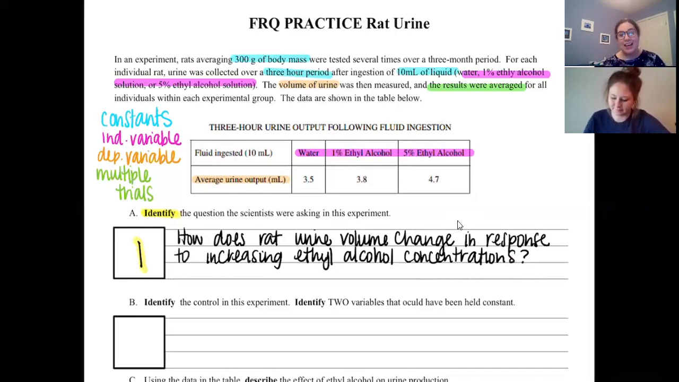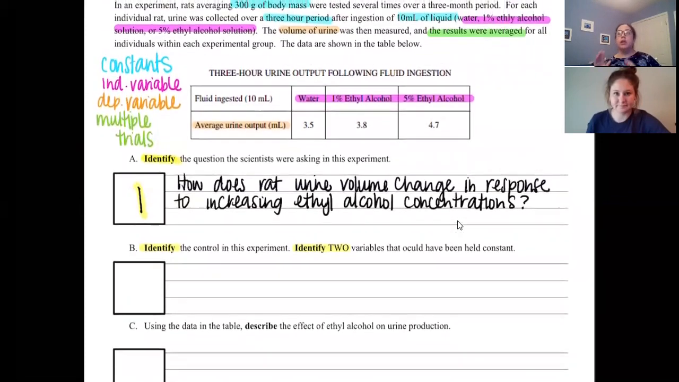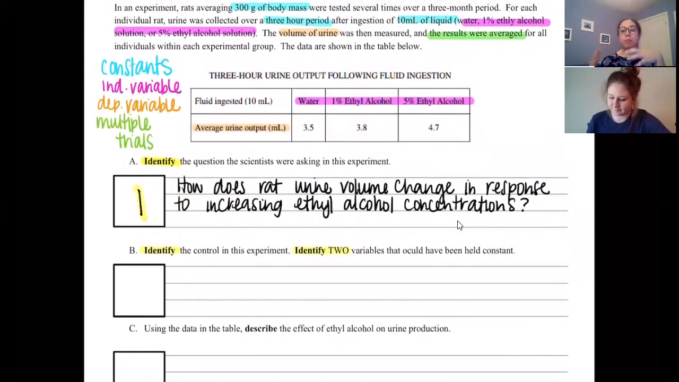In part B, you'll see that there's 2 verbs. Identify the control in the experiment and identify 2 variables that could have been held constant. So because we kind of already did this at the top, this is going to go a lot easier. So identify the control. Let's think. Remember that your control is your baseline. It's what's normal. So what do rats normally drink? Rats will normally drink water. So water is going to be our control.